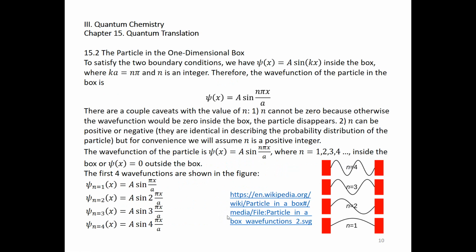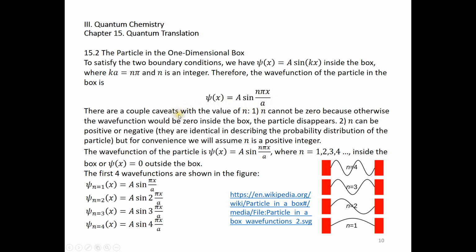Now to satisfy the two boundary conditions, we have psi equals A times sine kx inside the box. And also, k times a should be n pi, and n must be an integer in this equation. Therefore, the wave function of the particle in the box should be A times sine n pi x over a. Well, n pi over a is k. So over here, you see ka is n pi, so k is n pi over a. Sine kx is sine n pi x over a.